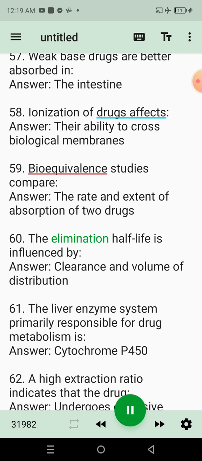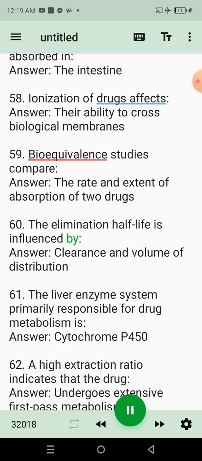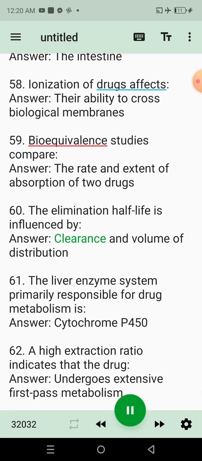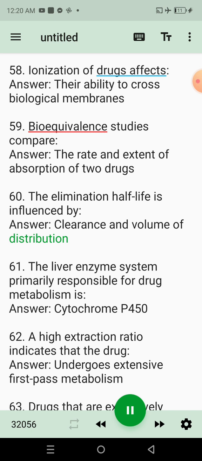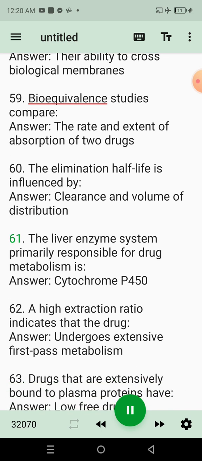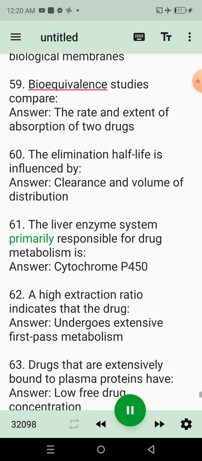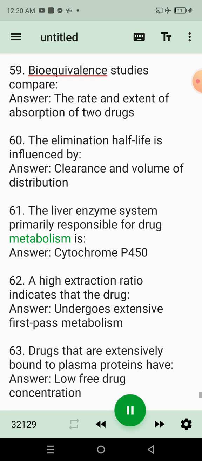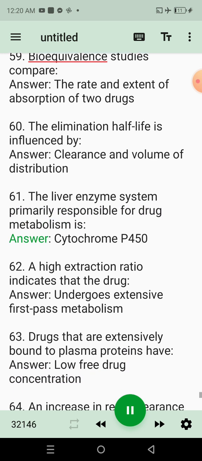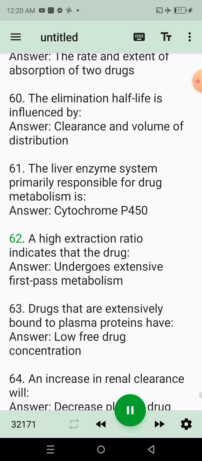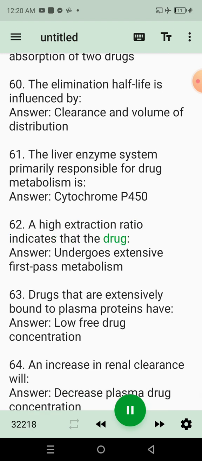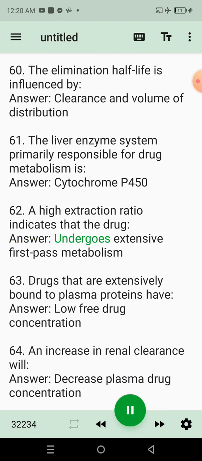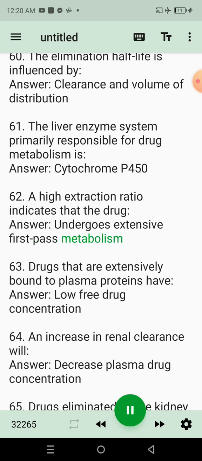60. The elimination half-life is influenced by? Answer: Clearance and volume of distribution. 61. The liver enzyme system primarily responsible for drug metabolism is? Answer: Cytochrome P450. 62. A high extraction ratio indicates that the drug? Answer: Undergoes extensive first-pass metabolism.